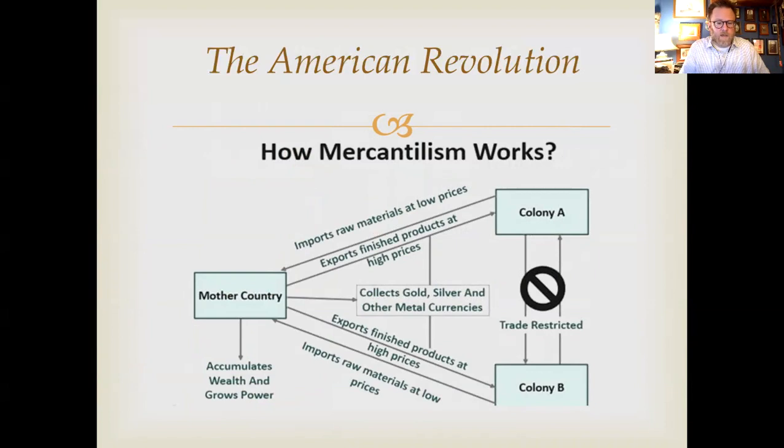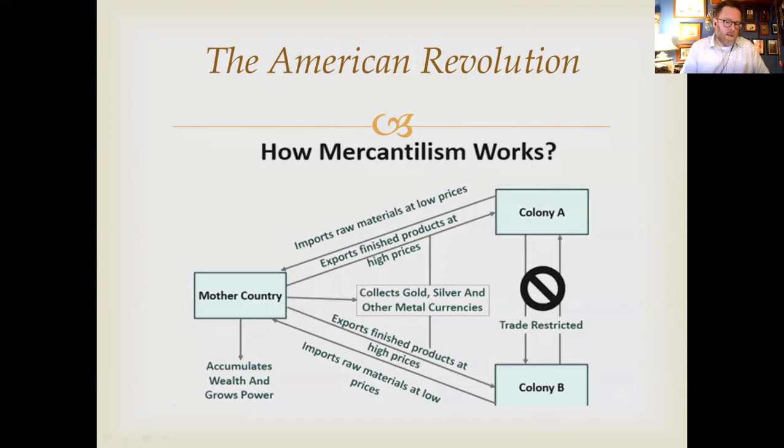And notice there was a constant: the mother country got richer and wealthier, grew in power and influence. The colonies were always at the bottom end, in addition to the mother country collecting taxes. And you have colony B, which also exports raw materials to the mother country, and then imports those goods back from the mother country. But colony A and colony B were not permitted to actually trade between themselves.